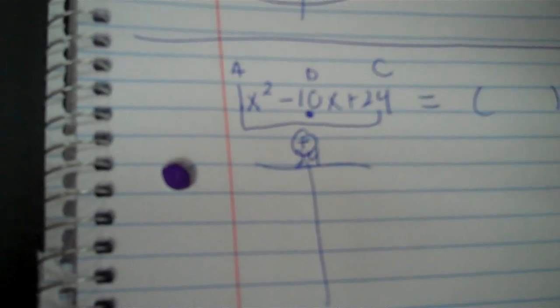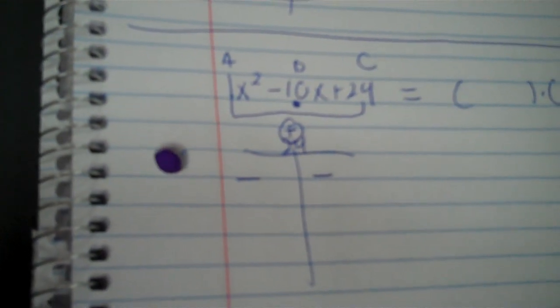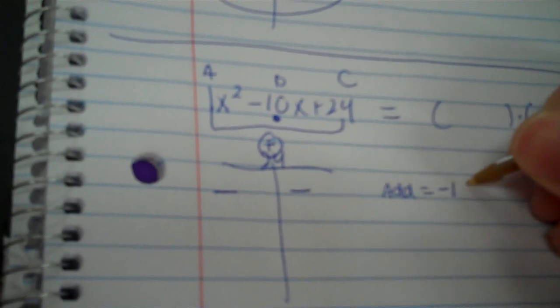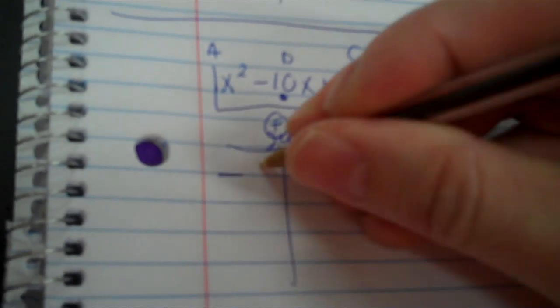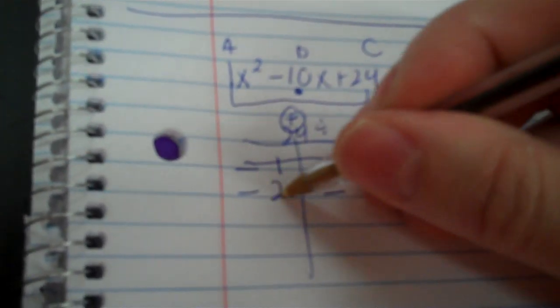Now this time we have a positive. So for 2 things to multiply to a positive, we need either a negative times a negative or a positive times a positive. What I usually do is I start with a negative times a negative, and then I'll switch them to positives if I have to, because we're adding to negative 10. So 24 divided by 1 is 24. If I add those, that's negative 25. If I divide 24 by 2, I get 12. Adding those gives you negative 14.